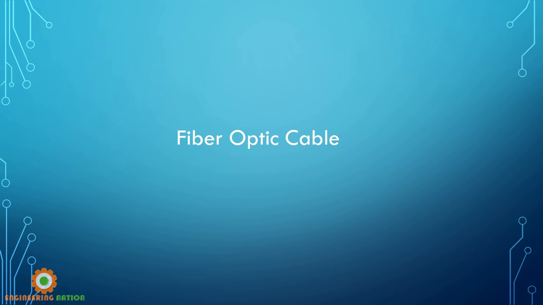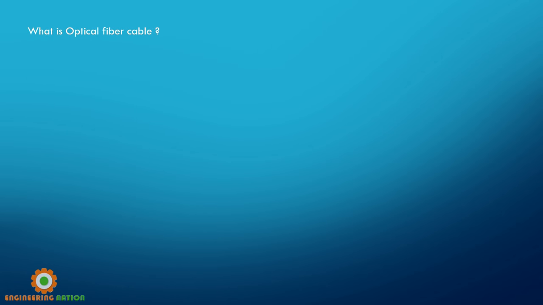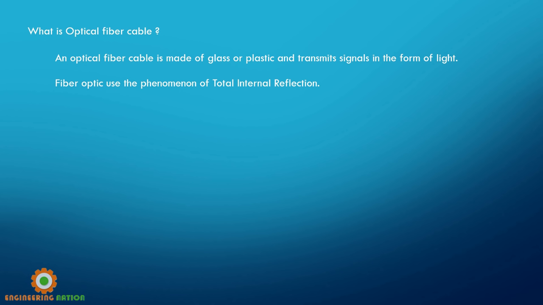So what is fiber optics cable? Now we are in the phase of understanding fiber optics cable. What is fiber optic cable? Fiber optic cable is made of glass or plastic and transmits signals in the form of light. In fiber optics, the data is transmitted in the form of light. How? Let's understand. Fiber optics use the phenomenon of total internal reflection. Total internal reflection is a phenomenon of physics through which the light propagates internally again and again.